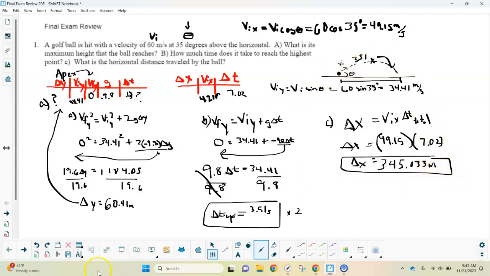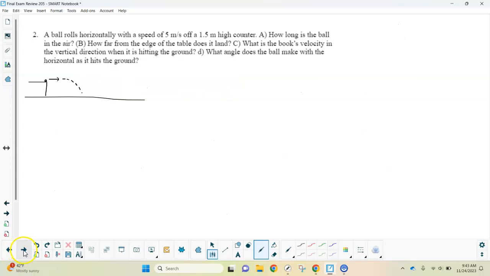This one is launched at an angle. The next one is launched horizontally. So we have a ball rolling off of a table horizontally, and it's going to go through projectile motion. The initial speed here is 5, so that's VI. And since it's horizontal, it's VIX. So we know VIX is 5, VIY is 0 because it's not going up or down. It tells us the height of the counter, so this is like 1.5 meters up above the ground.